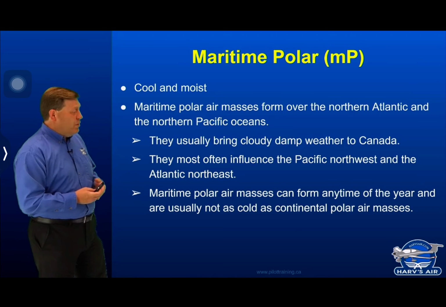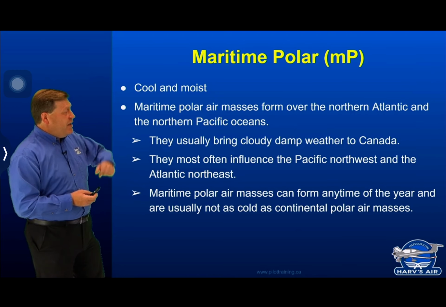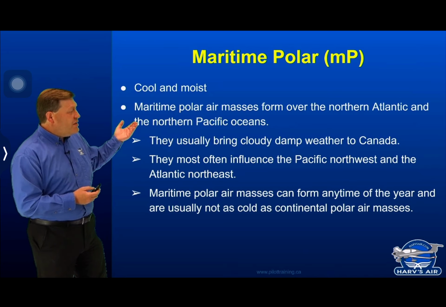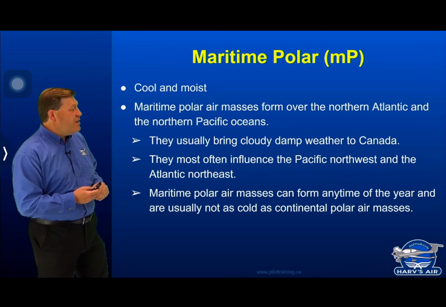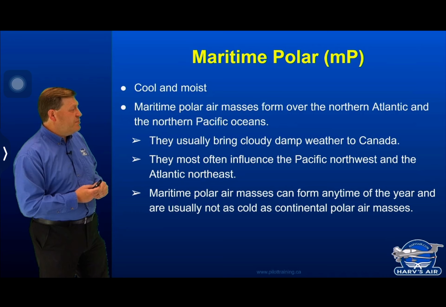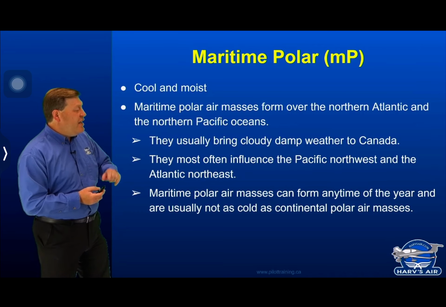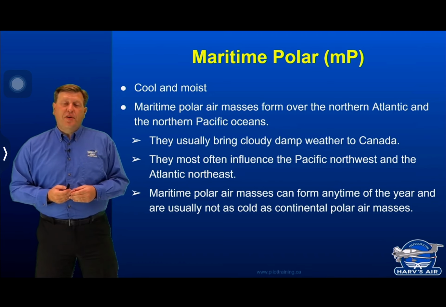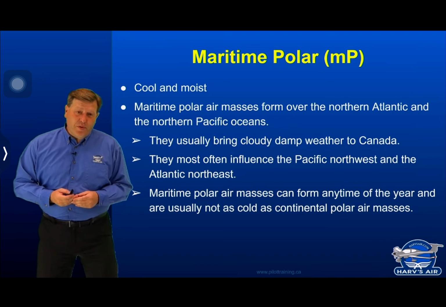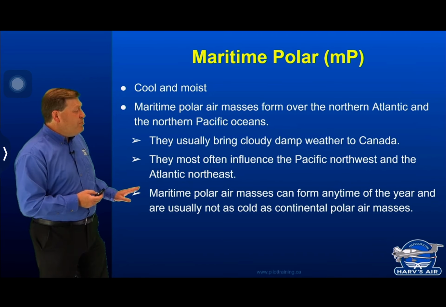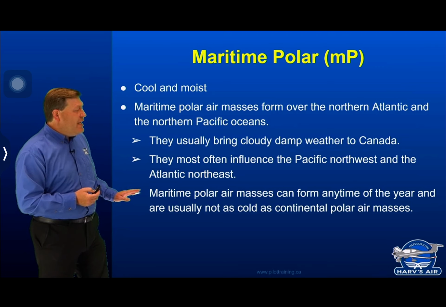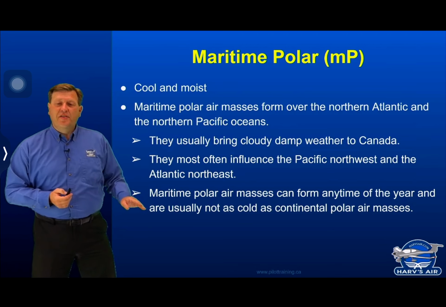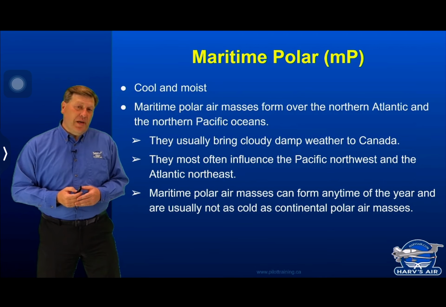Now, maritime polar. If we encounter these, they are cool and moist. These typically form over the northern Atlantic and the northern Pacific Oceans. They usually bring cloudy and damp weather to Canada. They most often influence the Pacific Northwest and the Atlantic Northeast. Maritime polar air masses can form any time of the year, and they are usually not as cold as the continental polar air masses.